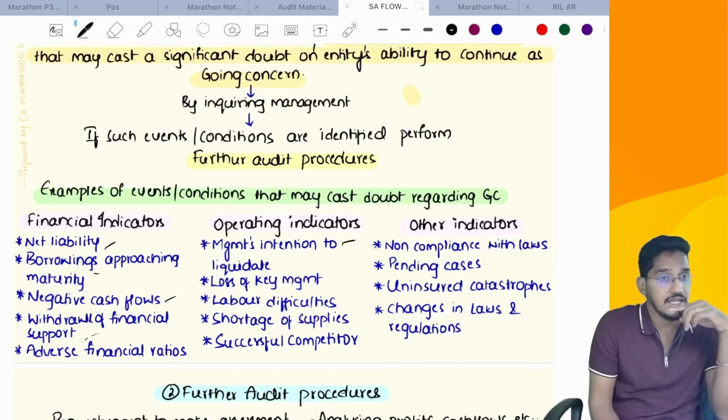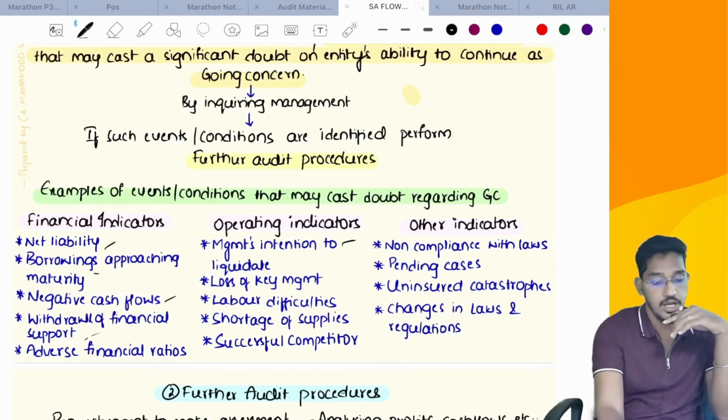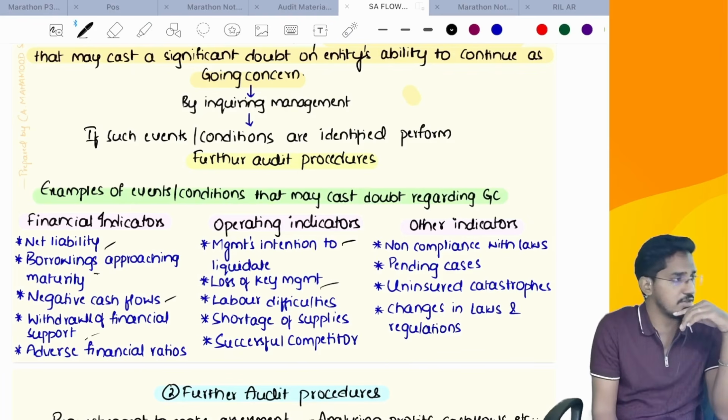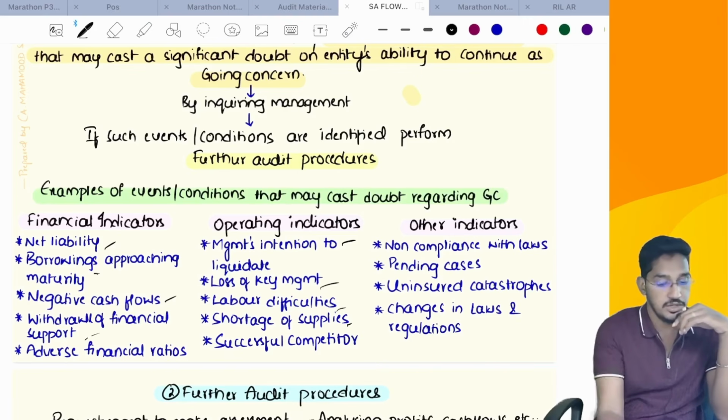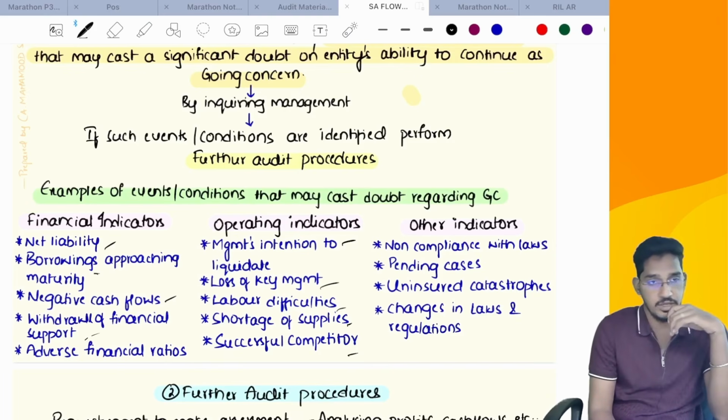Operating indicators, like management itself having an intention to liquidate. They don't want to continue any longer. Loss of key management. Key persons in the organization have left. Labor difficulties. The company is unable to find labor who are ready to work for their factory. Shortage of supplies. Whatever raw material they need for running their business is in huge shortage. Or even a successful competitor. All of a sudden a huge successful competitor has come and all your customer base has shifted.